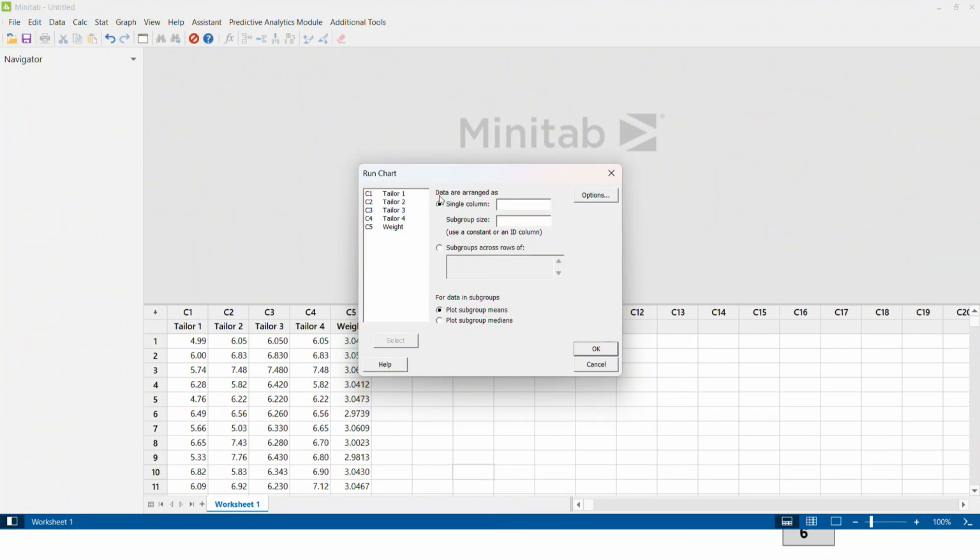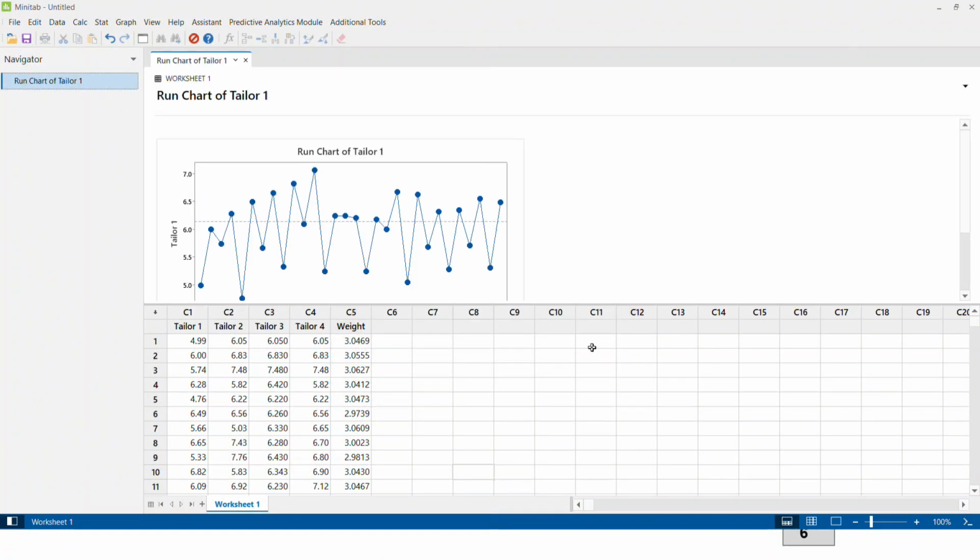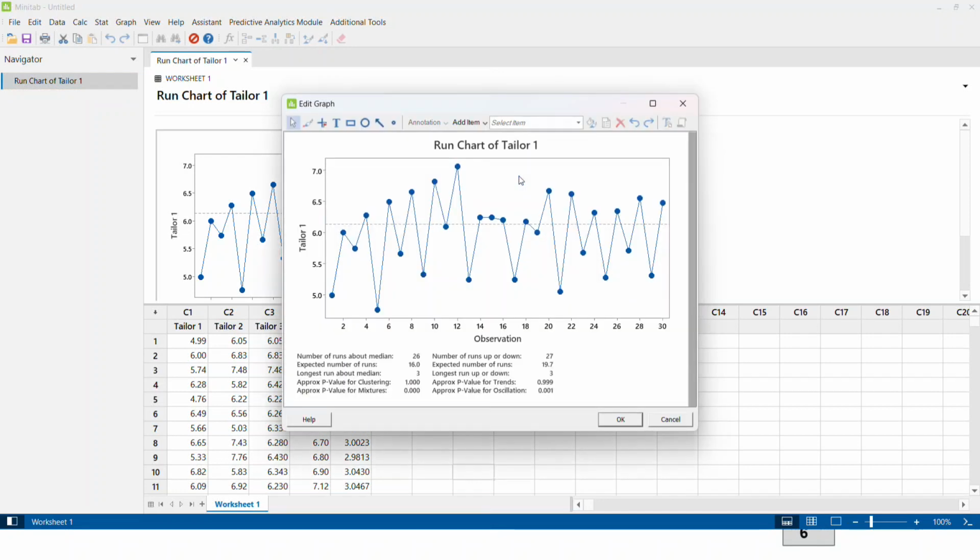So Taylor 1 is my data. Let me select that. I collected this data one after the other, so there is no subgroup. So I'm putting subgroup size as 1. And now I click OK. When I click OK, you get this particular run chart.